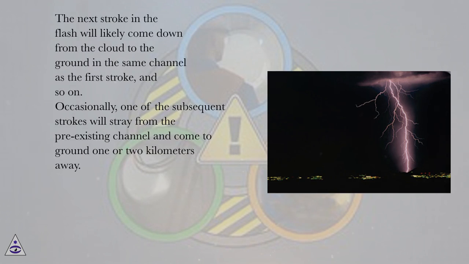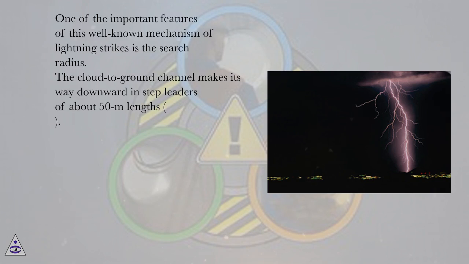Then the light fills the channel going upward. The next stroke in the flash will likely come down from the cloud to the ground in the same channel as the first stroke, and so on. Occasionally, one of the subsequent strokes will stray from the pre-existing channel and come to ground 1 or 2 kilometers away. One of the important features of this well-known mechanism of lightning strikes is the search radius.